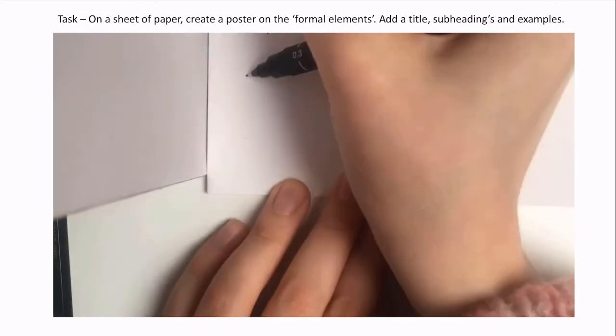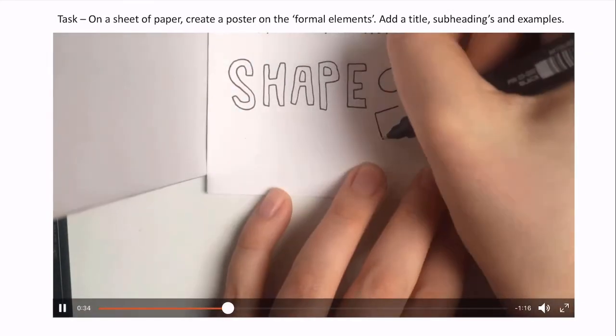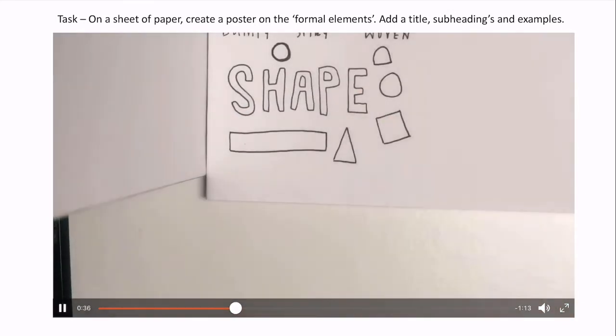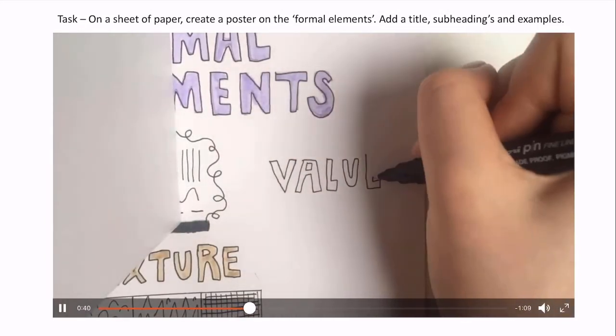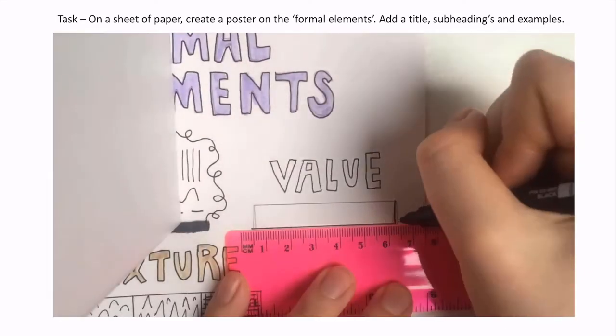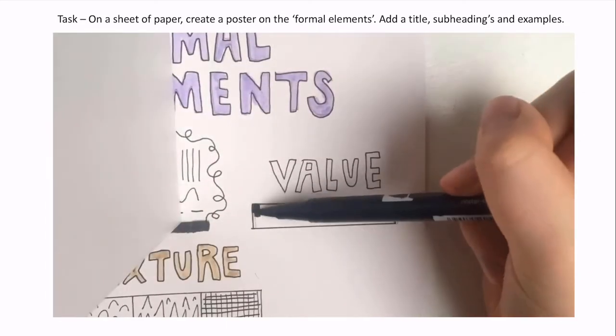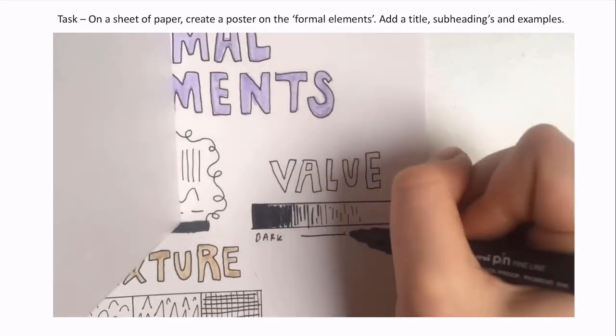Shape. So for my shapes, I drew a circle, a square, a triangle, a rectangle. And then I did value. So I was thinking, how could I show this? I thought maybe I could do a chart. One end is dark and one end is light. Because remember, value refers to the lightness and darkness in an object.